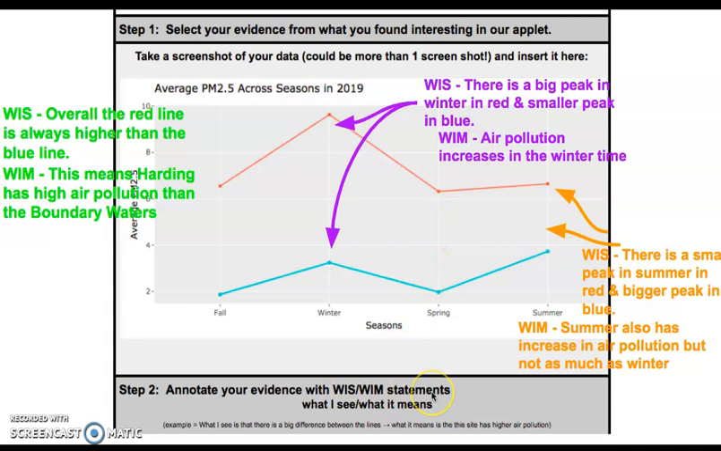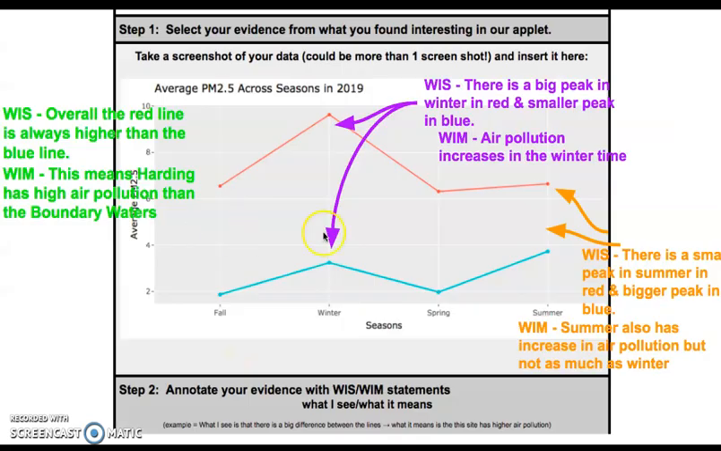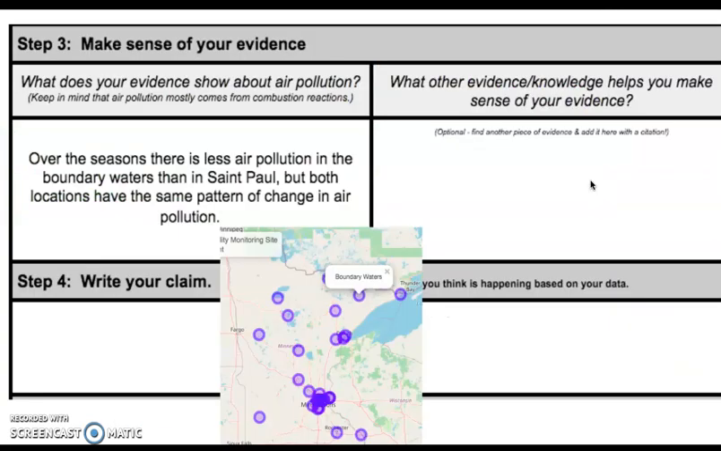We've annotated our graph. That's our evidence. And we're going to make sense of our evidence. So I made sense of some of it for you. What does your evidence show about air pollution? Well, over the seasons, there is less pollution in the Boundary Waters than in St. Paul. But both locations have the same pattern of change in air pollution because I noticed that both went up, down, back up. So it's the same pattern.